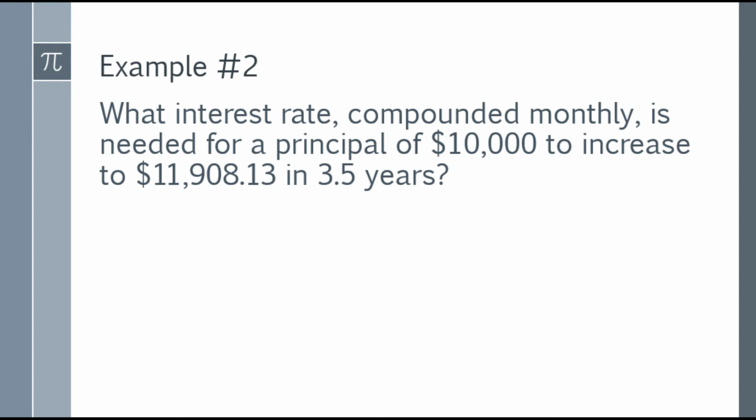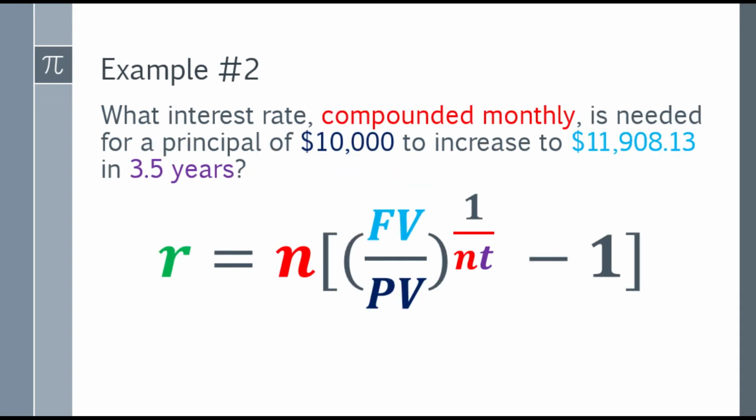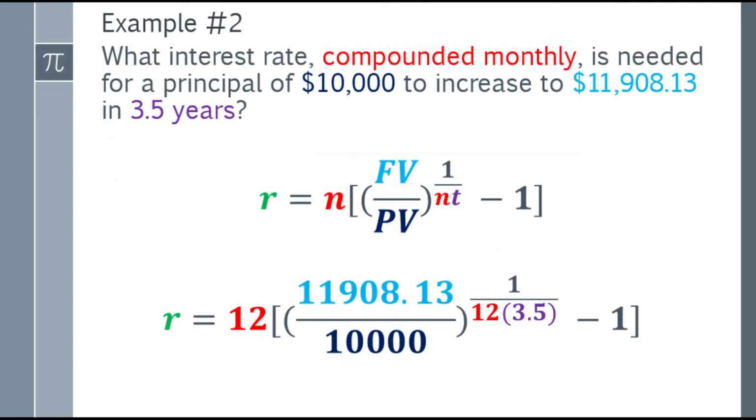Okay? Interest rate. So, first step natin, lagay mo agad yung formula. And after that, substitute natin yung mga values. So, ang n natin, dahil compounded monthly, that will be 12. So, note yung fraction natin, FV over PV. So, future value natin is 11,908.13. Divide mo ng 10,000. So, yun yung fraction natin. Sa exponent naman, that will be 1 over NT.